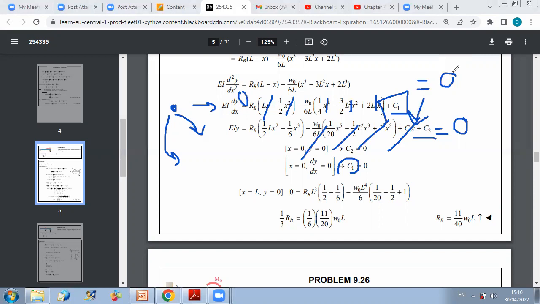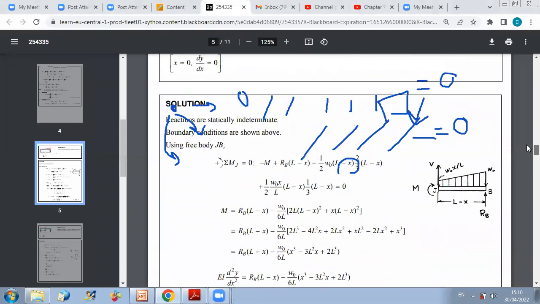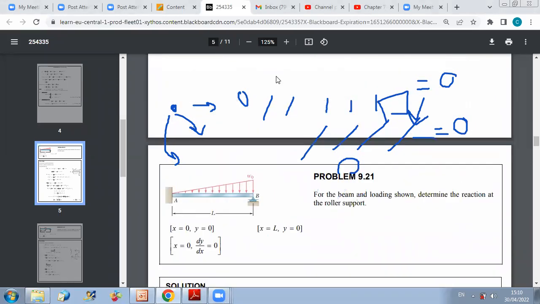Next step, I still have one condition that I didn't apply for the displacement, for the deflection of the beam, which is the condition at B. At B, I have a roller, so also y at B will be 0. And I will use this condition to get now what is RB, okay? Because I expressed the deflection function of RB.